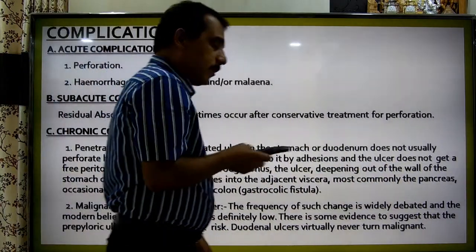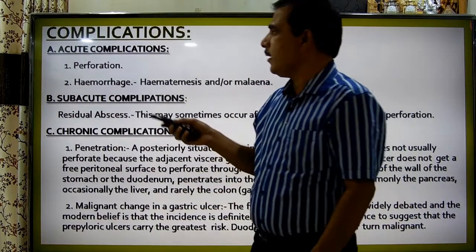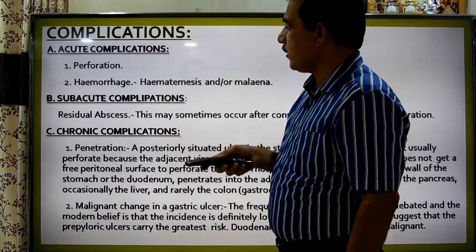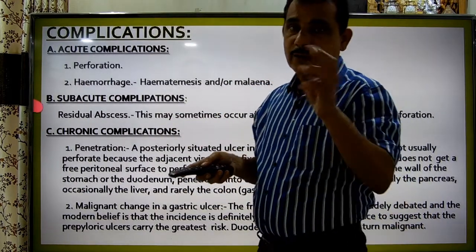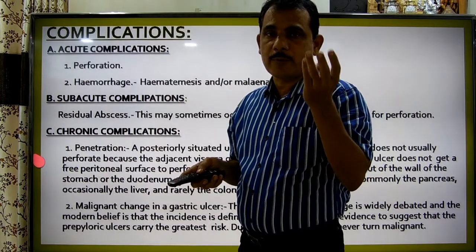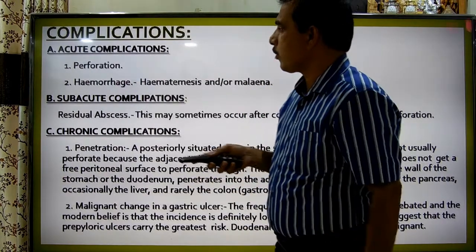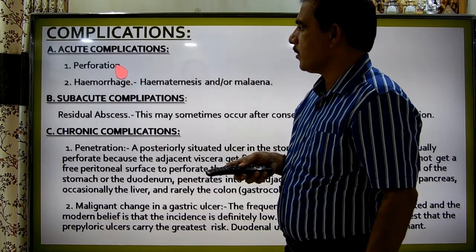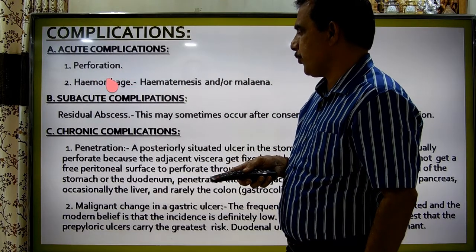Complications. The complications of peptic ulcers are divided into three groups: acute, subacute and chronic. First of all, we will see the acute complications. These are perforation and hemorrhage.